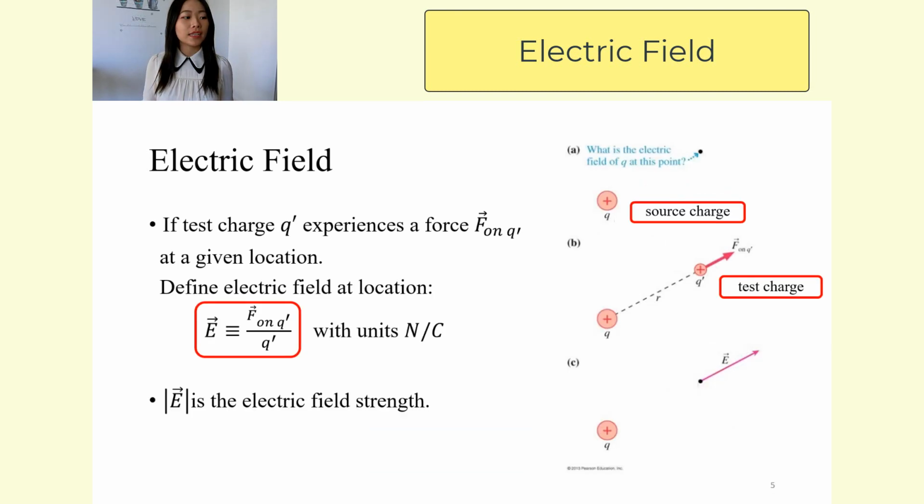And we found that the test charge q' experiences different forces when we place it at a different location in the field. So then we define the electric field at the location as the force on the test charge divided by the test charge. So the unit for electric field would be newtons divided by coulombs. The electric field is also a vector, and we call the magnitude of E the electric field strength.